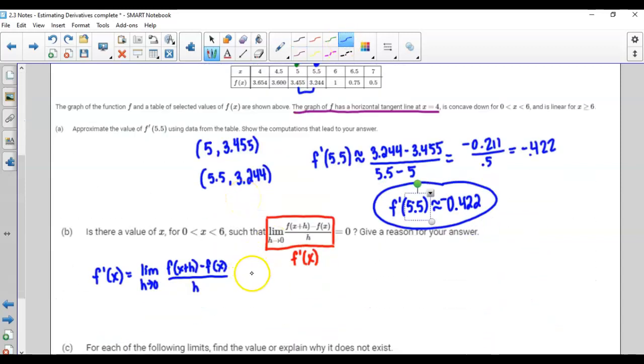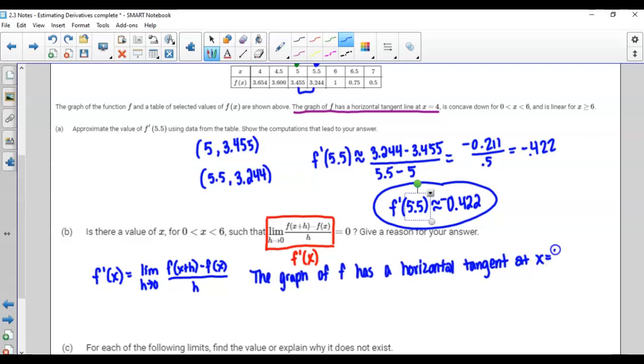So we would say the graph of f has a horizontal tangent at x equals 4.